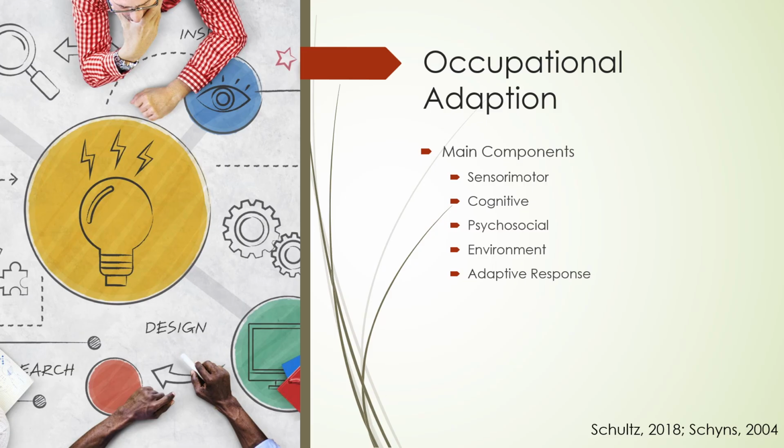The environment is also an important element when it comes to occupational adaptation. And the environment will determine the occupational performance just as much as the person's self-efficacy or their desire to achieve mastery.